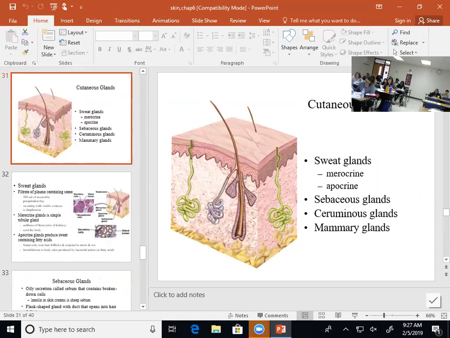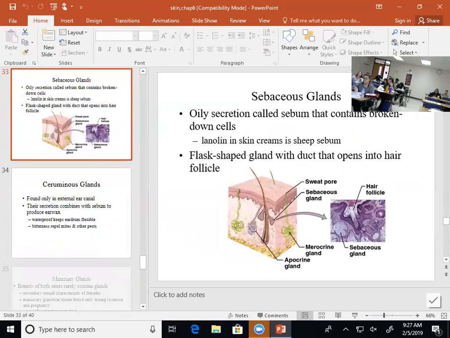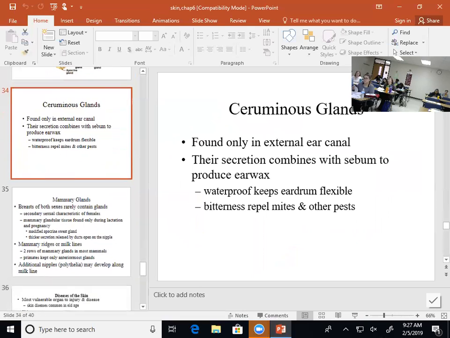Mammary glands, what do they secrete? Milk. And then we had talked about these sweat glands. This is great. And again, here's some slides on each of these types of glands.